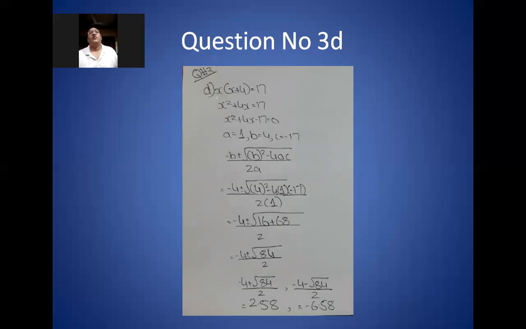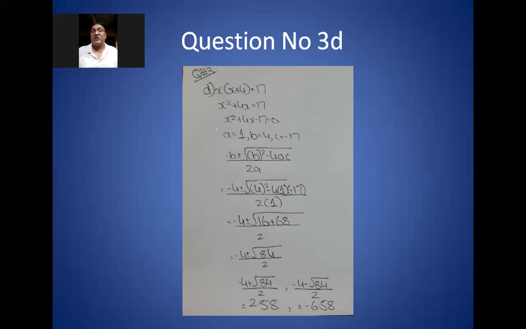So when you multiply it, x squared plus 4x equals 17. Bring this 17 to this side, so you will have x squared plus 4x minus 17 equals 0. So it's a quadratic equation in its standard quadratic form. The coefficient of x squared is 1, the coefficient of x is 4, and the constant term here is minus 17. So a will be 1, b will be 4, and c will be minus 17.